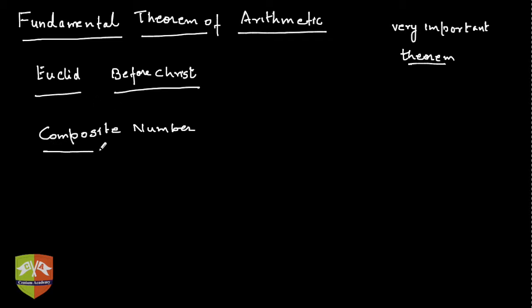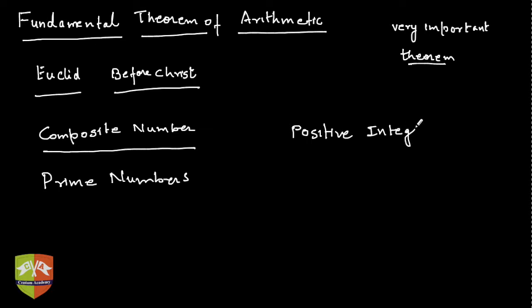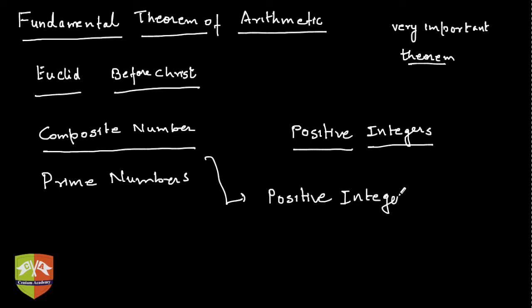Now, if you remember, we were talking about a few terms. There was one term called composite number, and another term called prime numbers, right? Now, what are these types of numbers? To tell you, we are going to discuss only positive integers. So what is a composite number? A composite number is a positive integer which has more than two factors. Any integer which has more than two factors will be called a composite number.